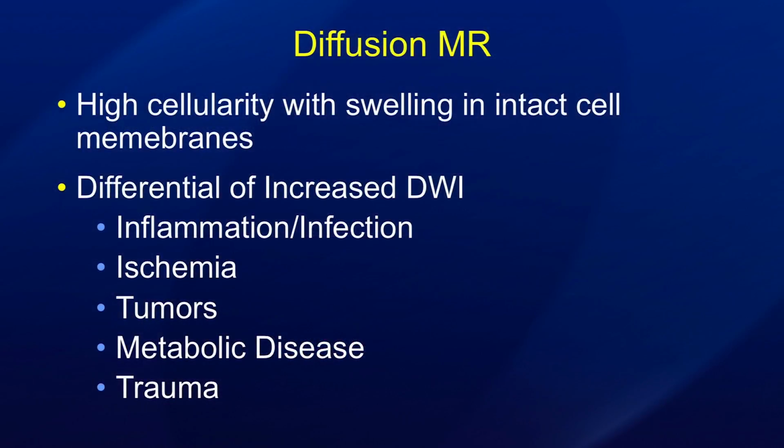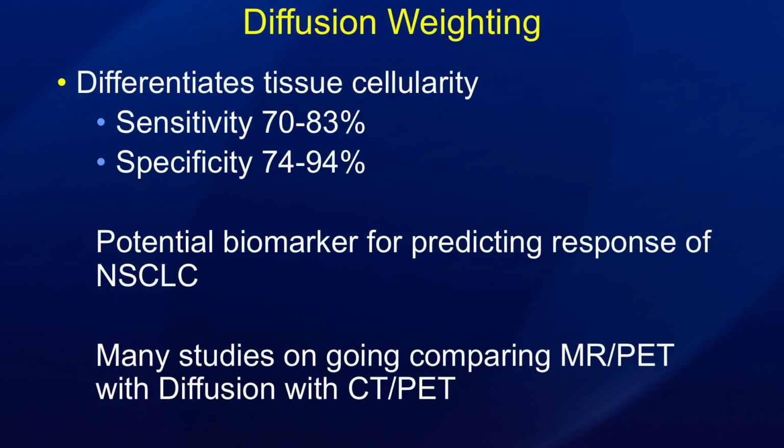So again, it's high cellularity and swelling with an intact cell membrane, and that's where you get increased signal. The differential, again, is broad: inflammation, ischemia, tumors, metabolic disease, and trauma. But if you have somebody with a known tumor, I think it's very good to use and see it. The other thing that people are working on is, can this diffusion-weighted imaging be used as a biomarker for predicting response to therapy or not? And I think that that's ongoing now, and you'll see more about it.